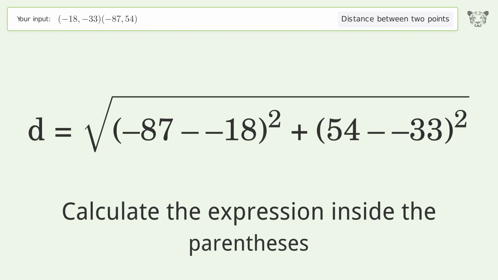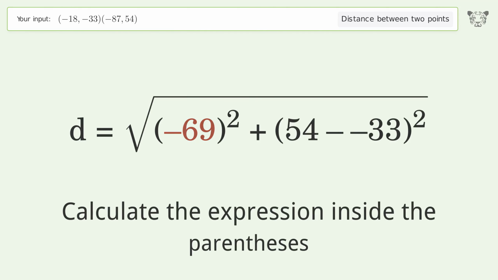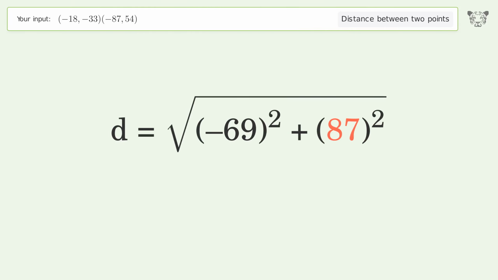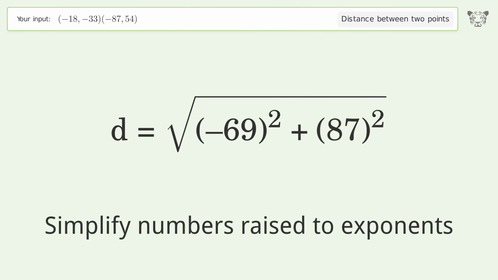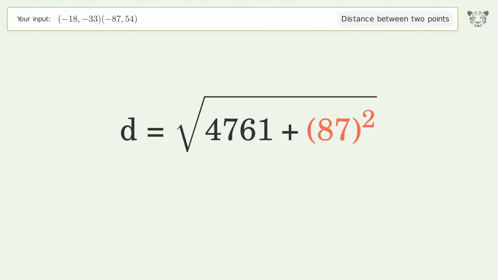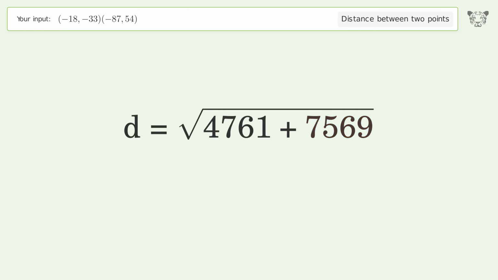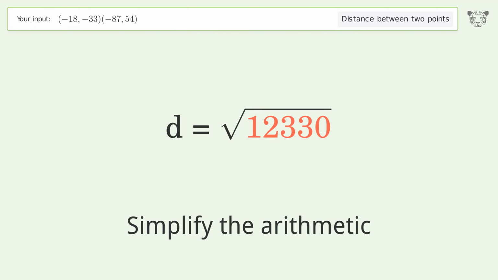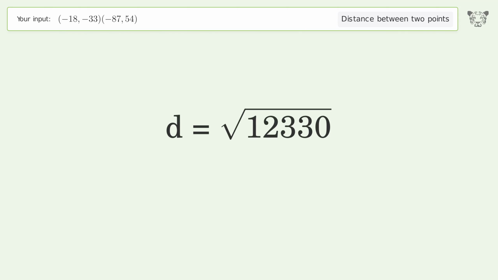Calculate the expression inside the parentheses. Simplify numbers raised to exponents. Simplify the arithmetic. And so the distance between the 2 points is the square root of 12,330, or 111.041.